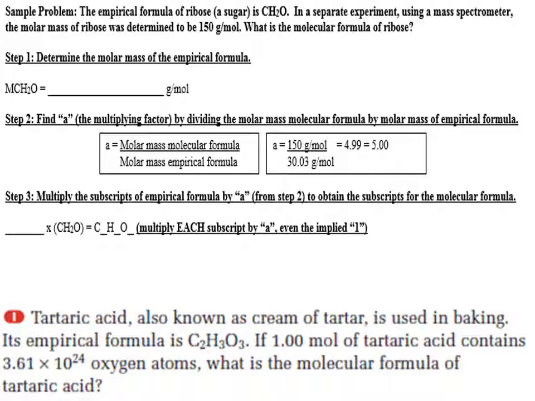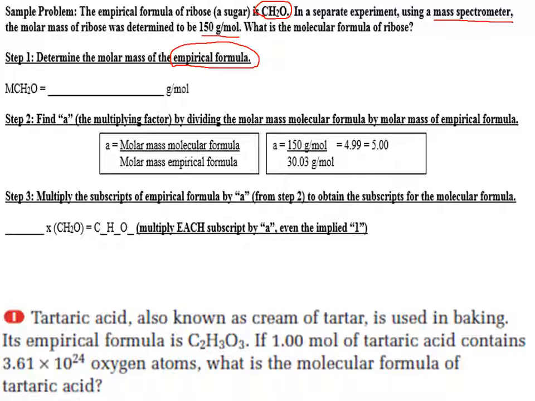In a separate experiment using a mass spectrometer, the molar mass of ribose was found. So we found it, the molar mass of ribose, 150 grams per mole. What is the molecular formula of ribose? Well, your first step is to find the molar mass of the empirical formula. So not the actual one, but the empirical one.